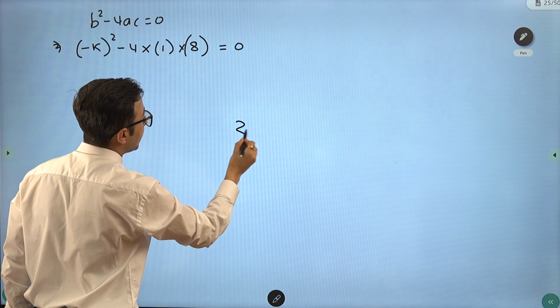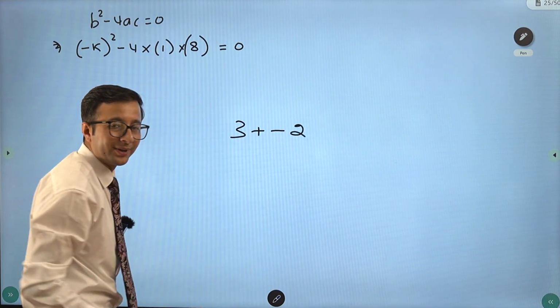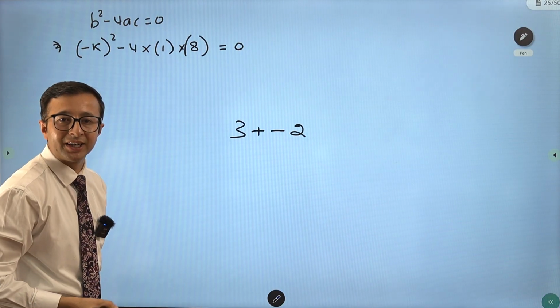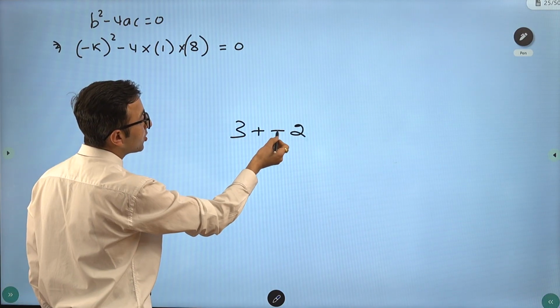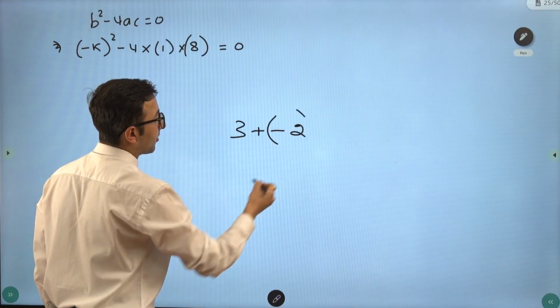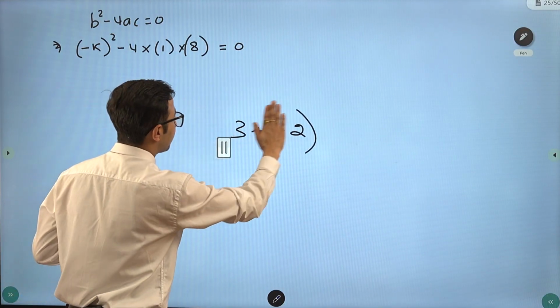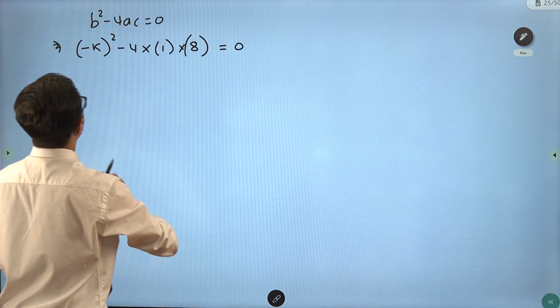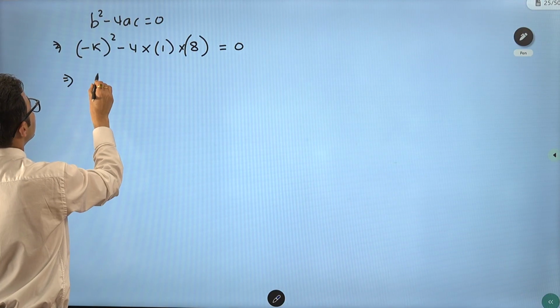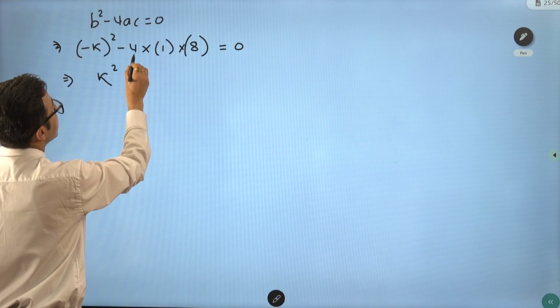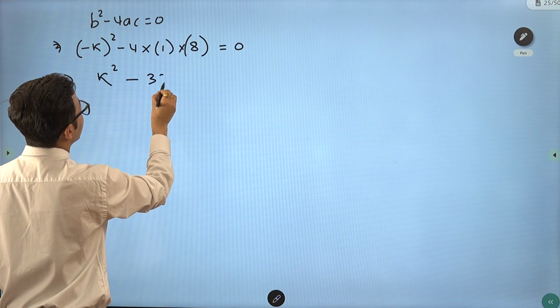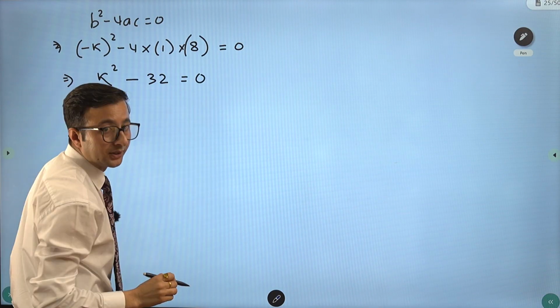Just like this, 3 plus minus 2. What does it mean? It does not have any significant meaning. That's why if you want to use two binary operations together, use the bracket like this. Just I wanted to explain this thing. Now here minus k whole square is k square minus 4 8s are 32, which is equals to 0.